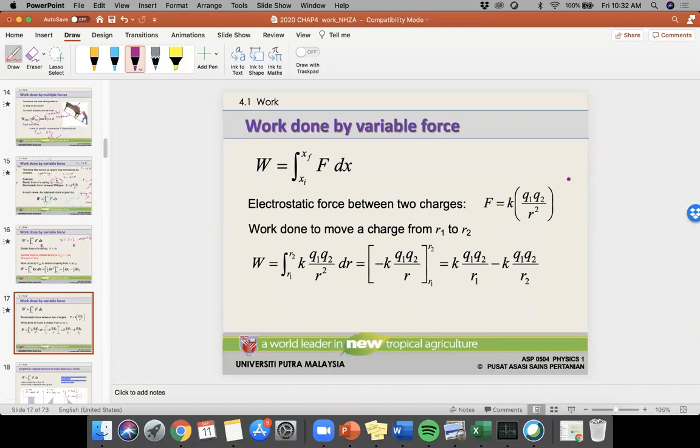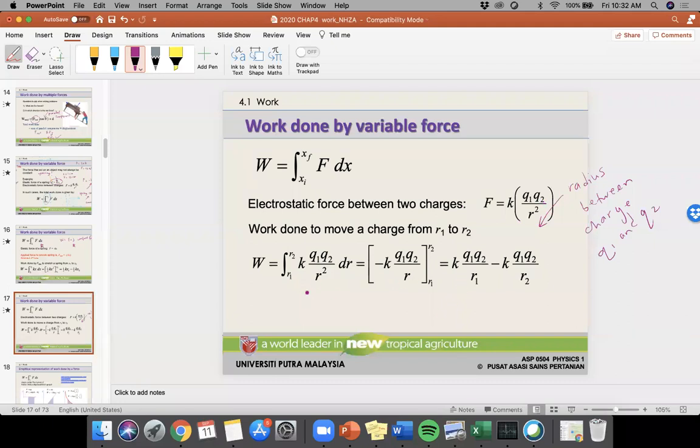Okay, so this guy keeps on changing with respect to radius. R is the radius between charge Q1 and Q2. Okay, so this is another interesting equation. You will learn more on this in the next semester. But for this chapter, you will know how to find work done for this type of force.